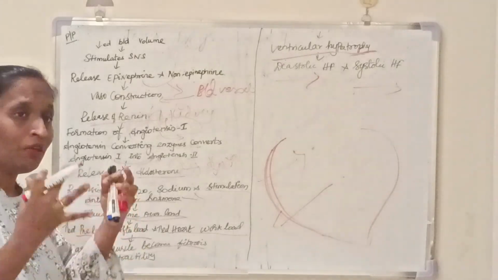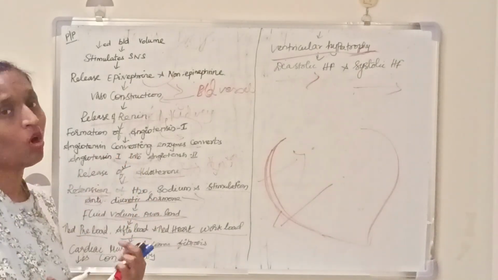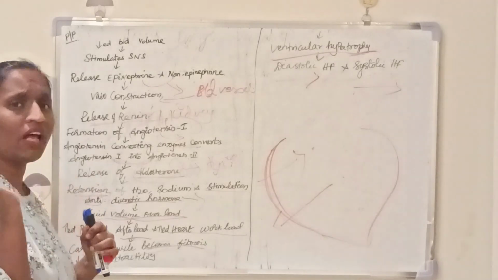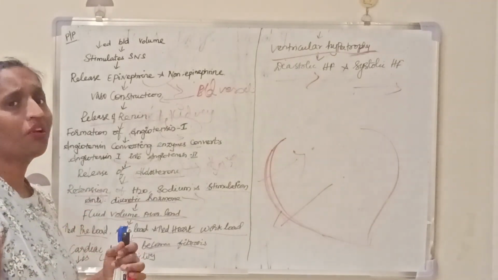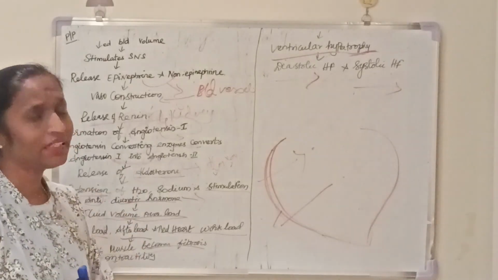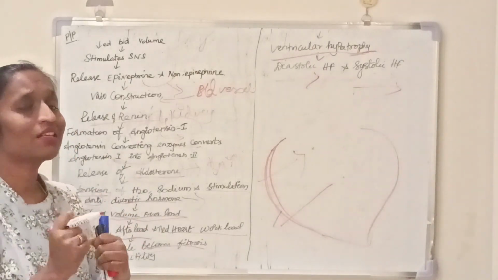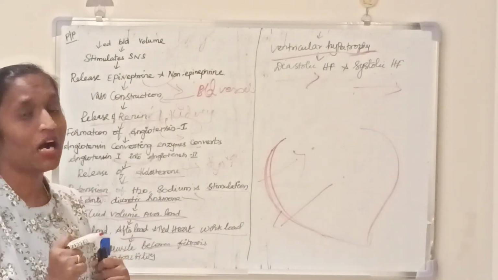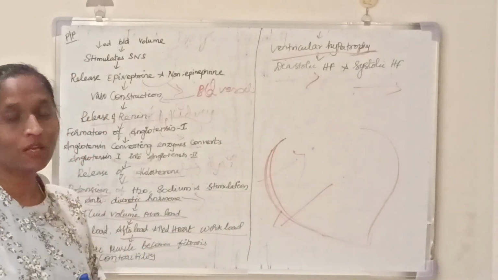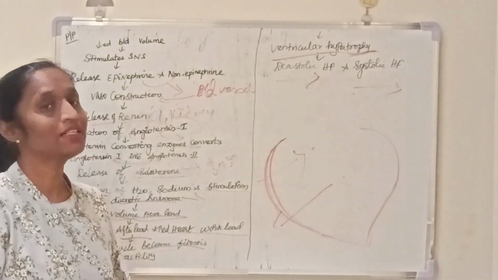Due to that, there will be fluid overload in the body as well as in the heart, and then increased preload, afterload and increased workload of the heart, which may lead to fibrosis of the tissues of the heart. Then there will be a decreased contractile capacity of the heart muscle, which may lead to ventricular hypertrophy. That may lead to diastolic heart failure and systolic heart failure.